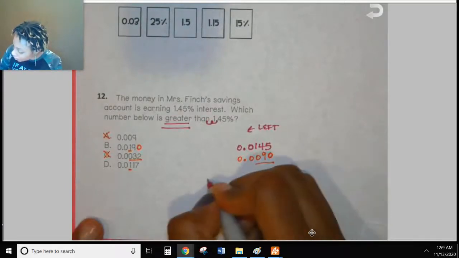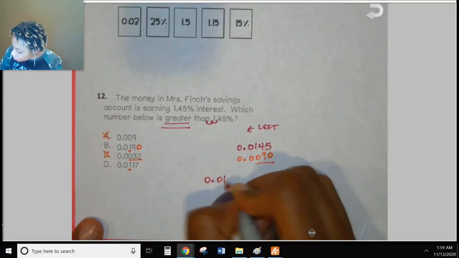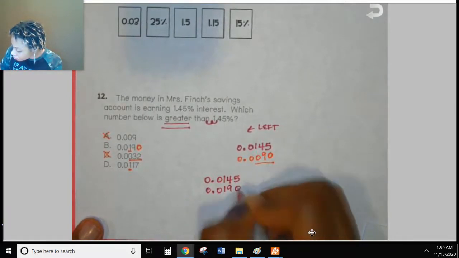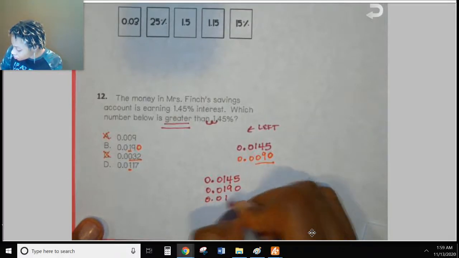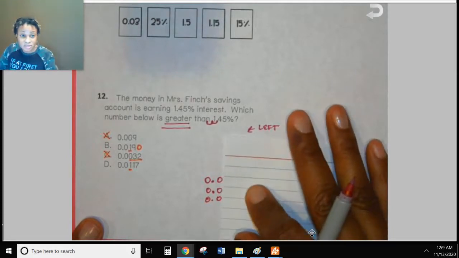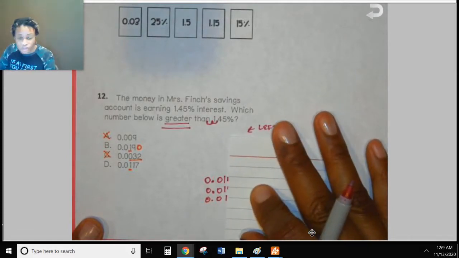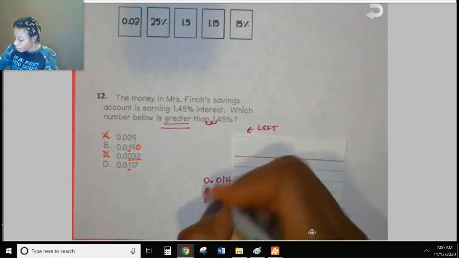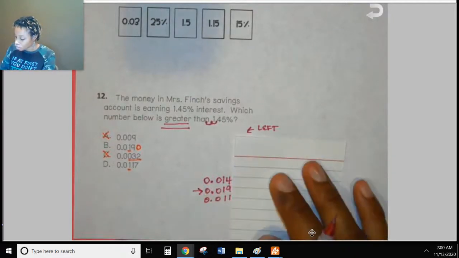I'm going to rewrite my number. So let's look at it one at a time. The tenths, they're all the same. The hundreds, they're all the same. Then we get here and we're looking at the thousands. Which number is bigger, 4, 9, or 1? Well, clearly we know the 9 is the largest. So based on the place value, I can tell that this number is larger, okay?